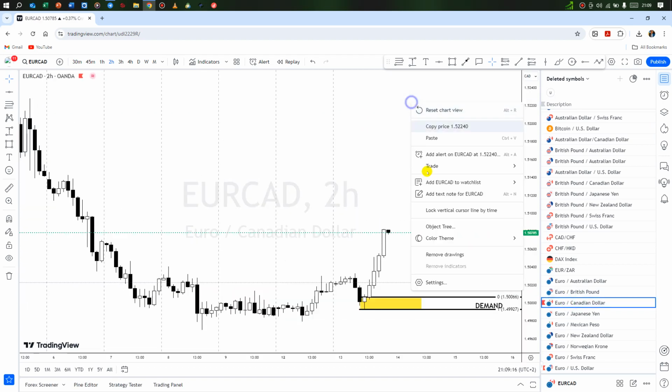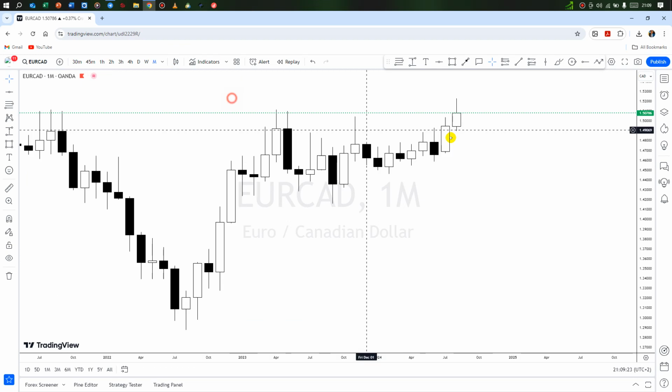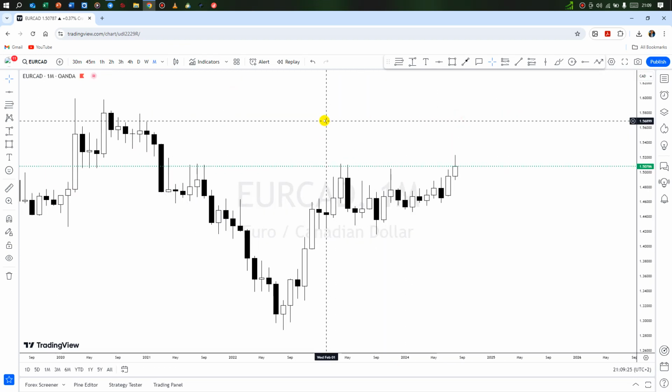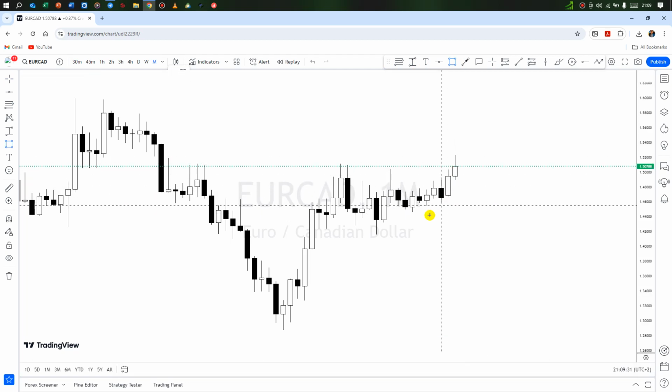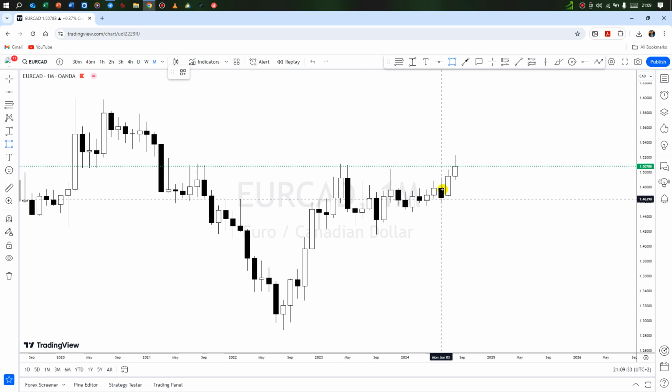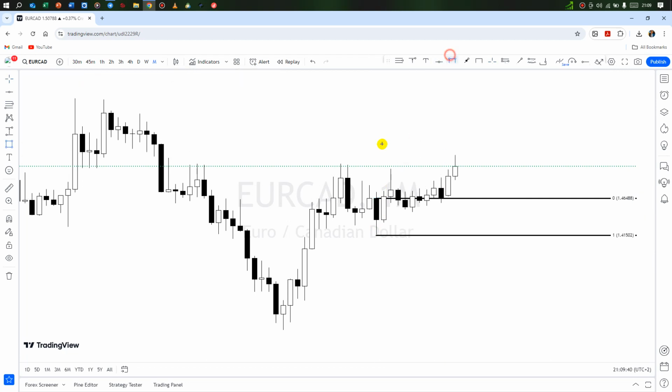I think it's EURCAD, yeah. So same thing on EURCAD. On EURCAD, as you can see, the current month has been bullish. Price has been rallying to the upside, as you can see. So we want to know why the price has been going up. The reason price has been going up is because it's rejecting from a monthly demand zone here.